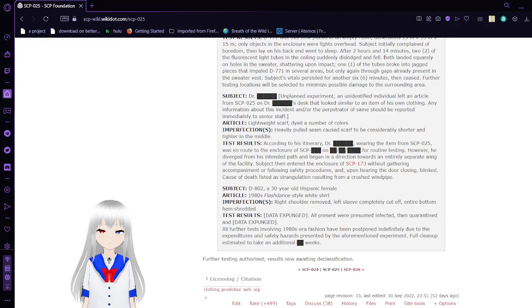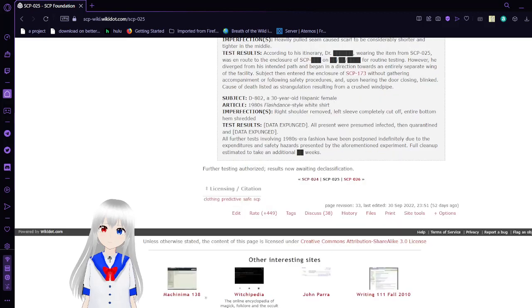Final test. Subject: D802, a 30-year-old Hispanic female. Article: 1980s Flashdance style white shirt. Imperfections: right shoulder removed, left sleeve completely cut off, entire bottom hem shredded.